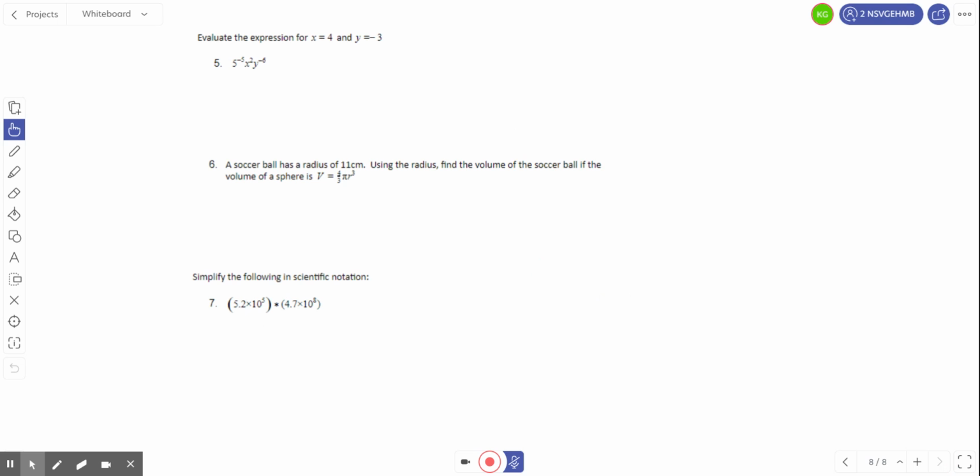All right, evaluate the expression for x equals 4 and y equals -3. So that just means we plug in those values and we put this into our calculator. So we've got 5 to the -5, x is 4, so 4 squared, and y is -3, so -3 to the -6.